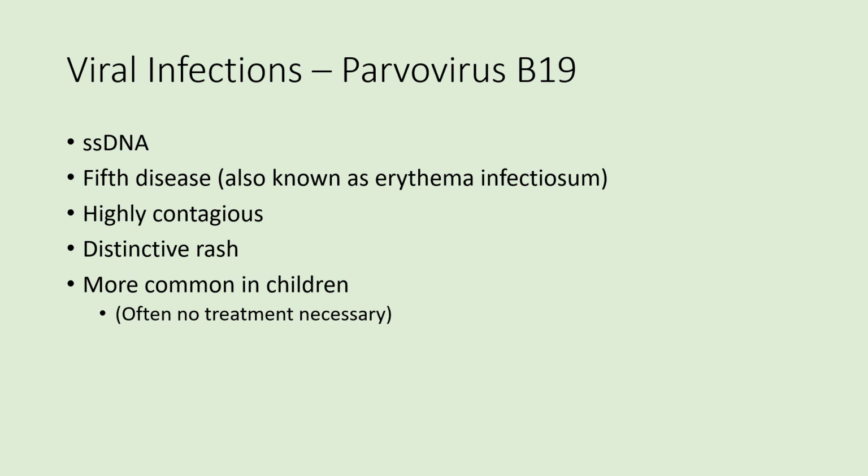Parvovirus B19 is another viral infection. This is a single-stranded DNA. This also is known as a causative agent of fifth disease or erythema infectiosum. This is highly contagious. It has a rash. It's more common in children. Once again, oftentimes no treatment is needed.